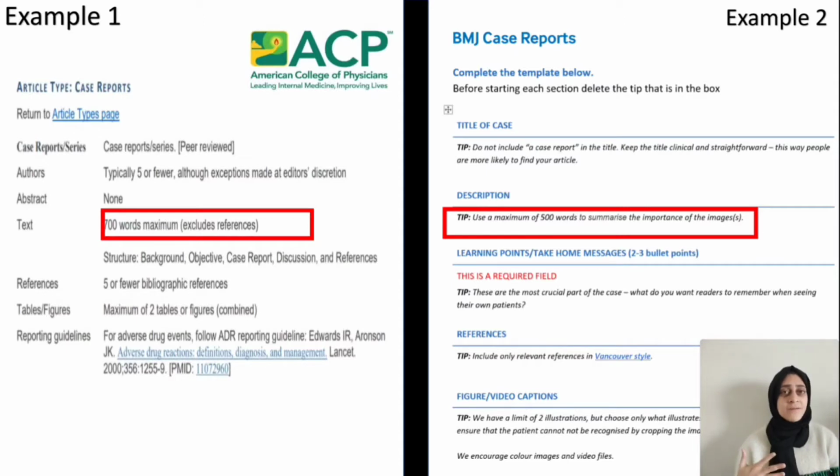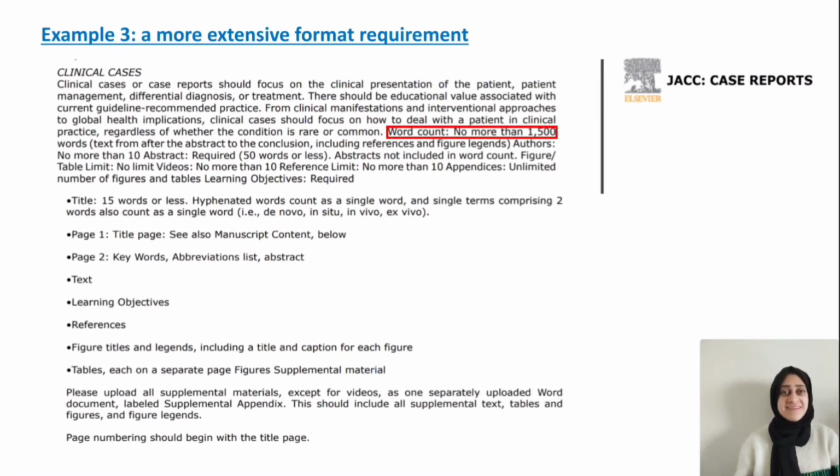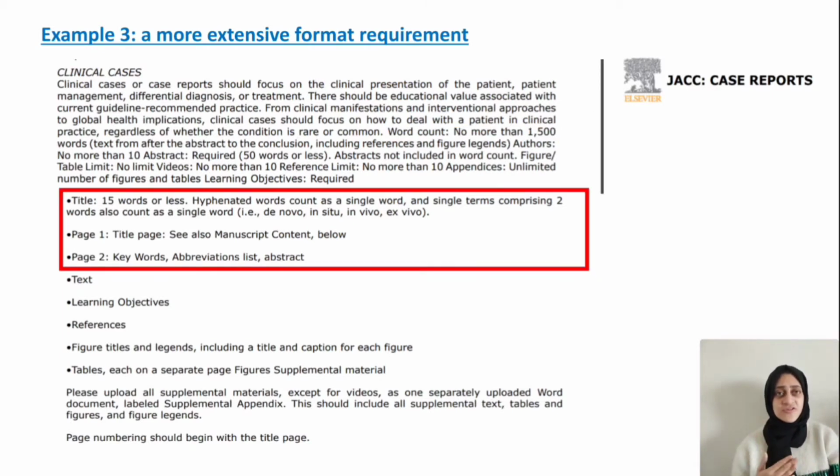But if you're going to target bigger journals, for instance the JACC, this has a more extensive format requirement. For the word count, you're getting up to 1500, but when you look at the other instructions, now they want the title to be 15 words or less, with a hyphenated word counted as a single word, page 1 should be the title page, page 2 should have keywords and abstract, and there's an extensive list of requirements.